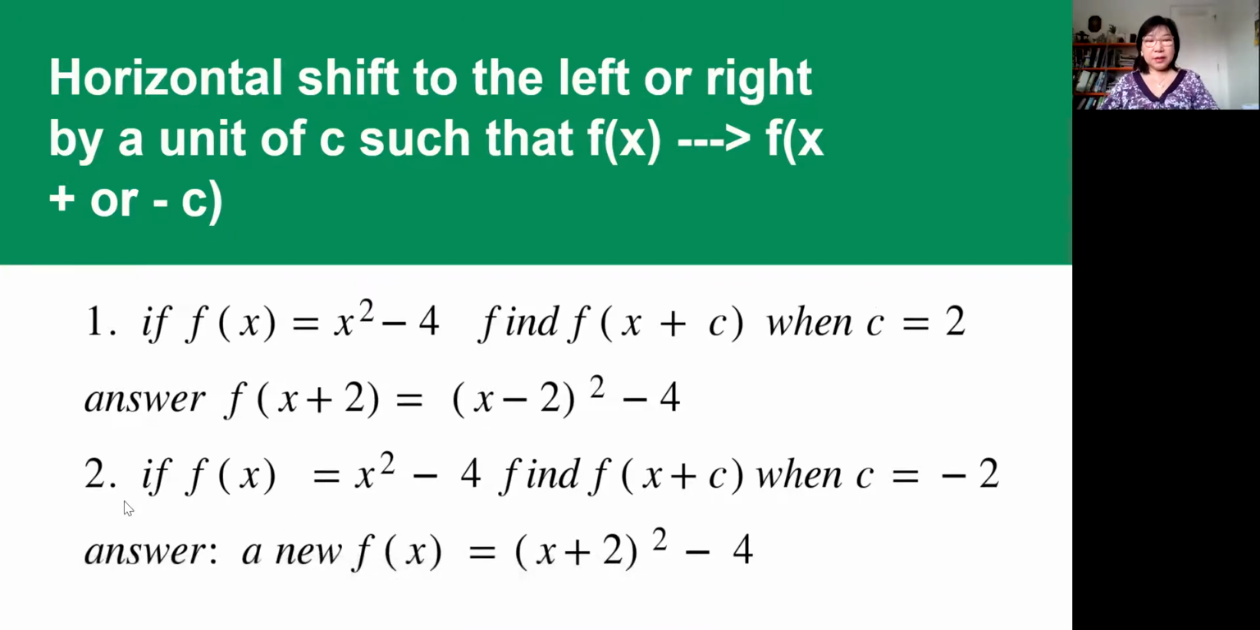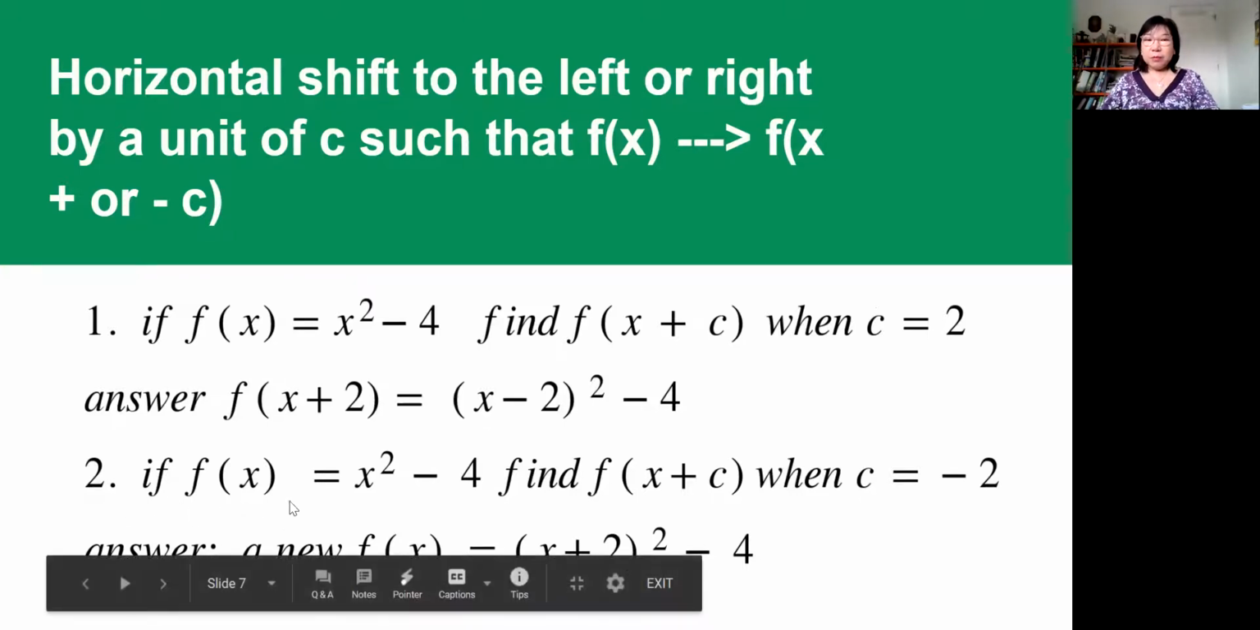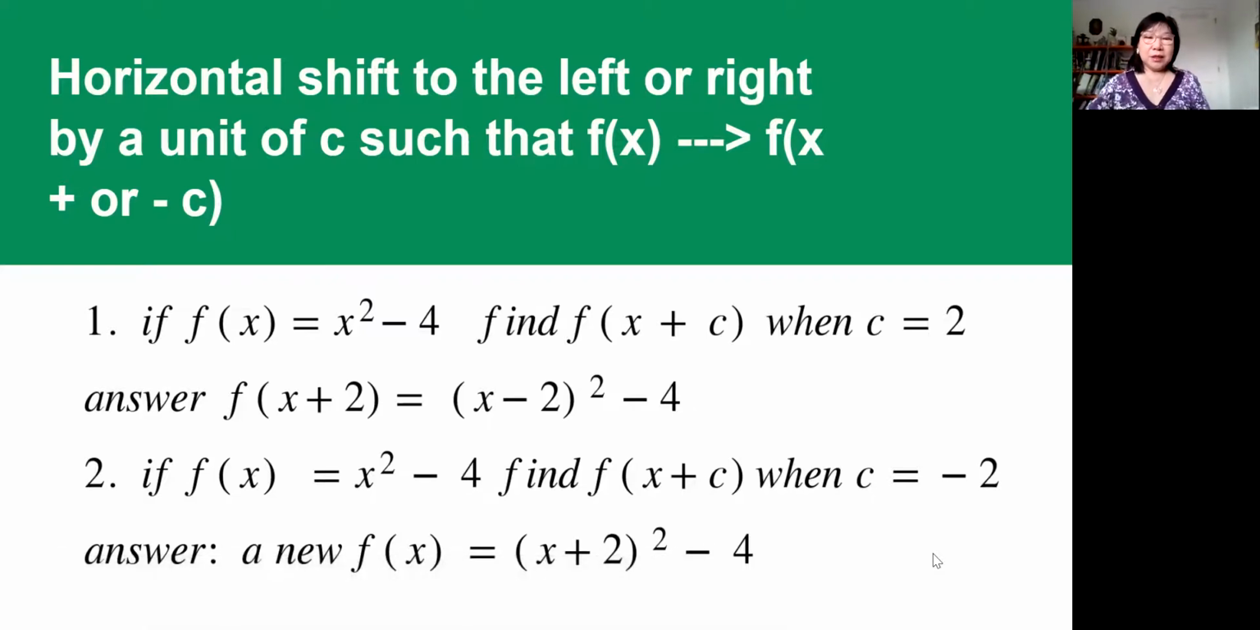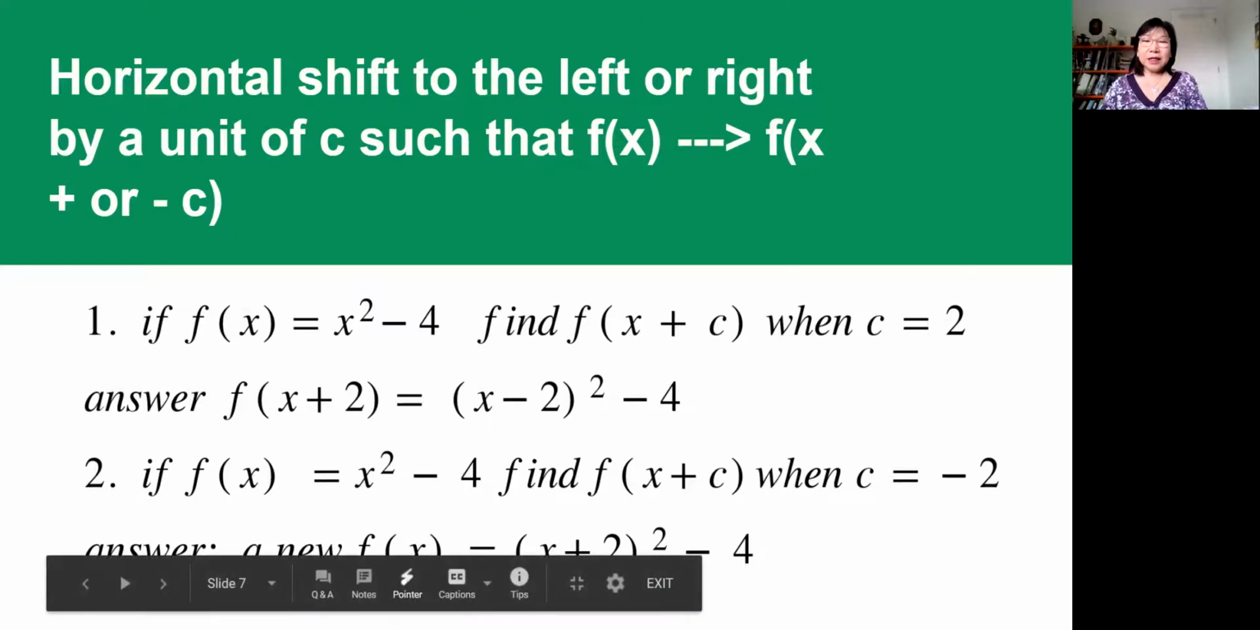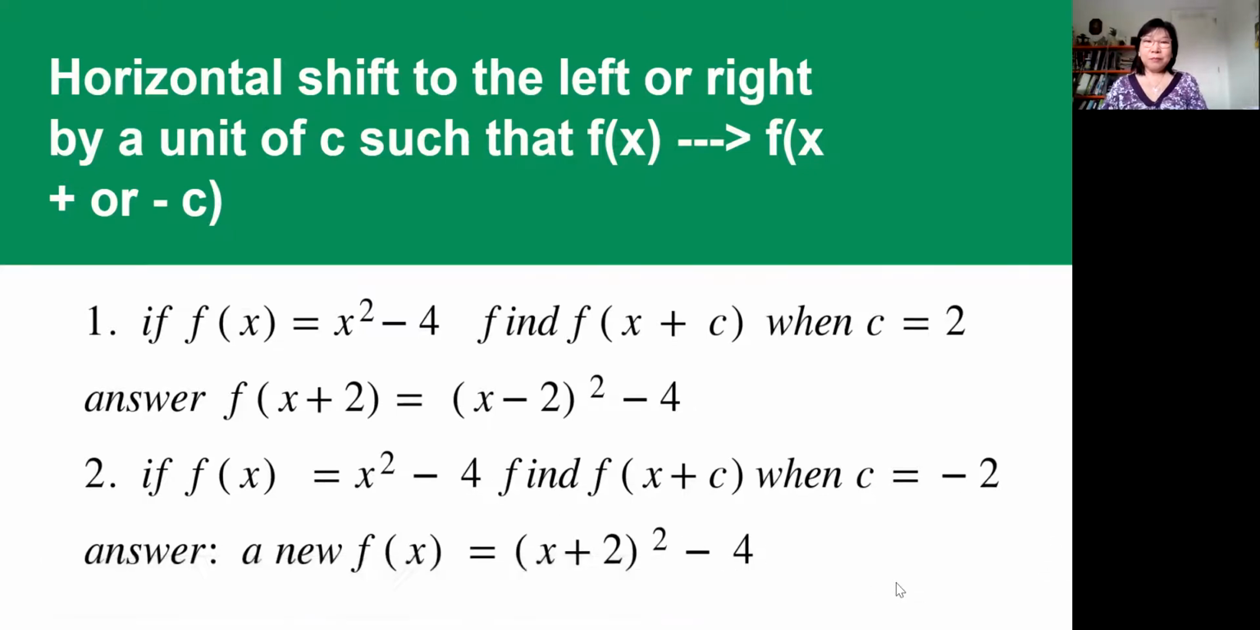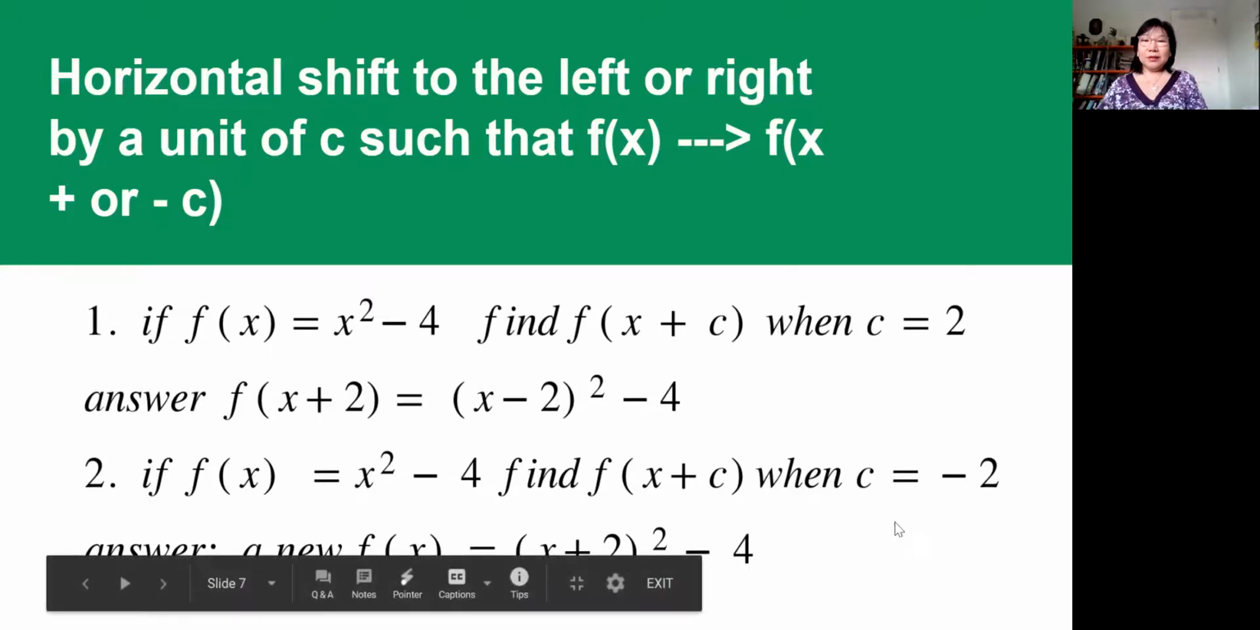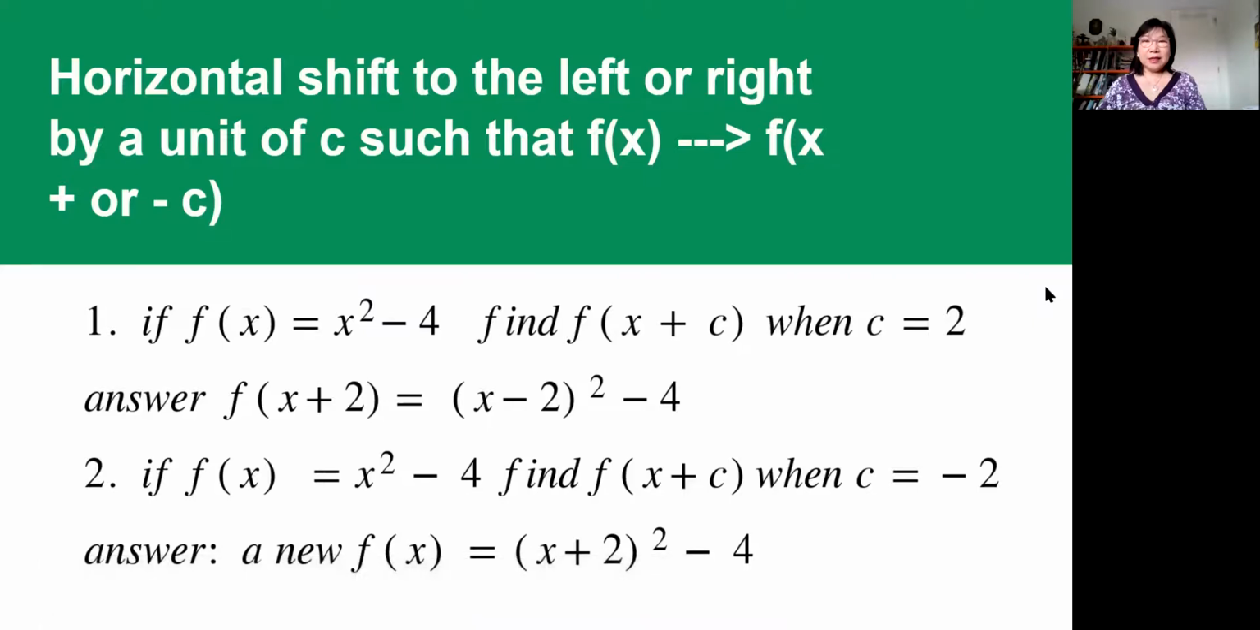Let's go to the second example. If f of x equals x squared minus 4, find f of x plus c when c equals minus 2. Here you go. You see that in the second example, I show you a new f of x, which is now, because the shift is negative, x plus 2 squared minus 4. So I hope this is clear now. Now let's go to the next slide and see what is the next information.